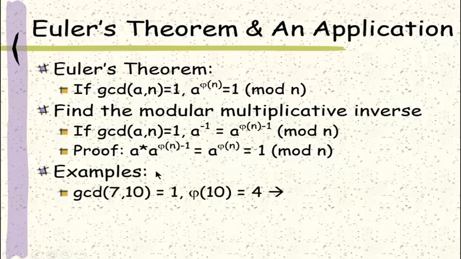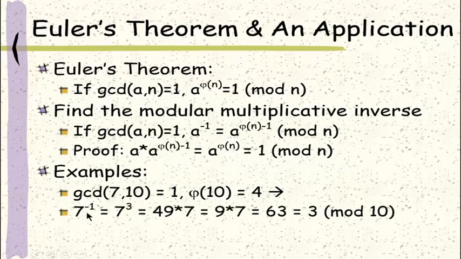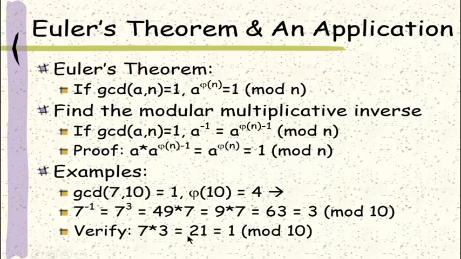To see an example of this, we know 7 and 10 are relatively prime to each other, and we have seen phi of 10 equals 4. From this, we know that the modular inverse of 7 mod 10 is indeed 7 to the power 4 minus 1, which is 3. So 7 cubed is 7 squared, which is 49, times 7. 49 mod 10 is 9, so it is 9 times 7, which is 63, and mod 10 is 3. And to verify this, we see 7 times 3 equals 21, which mod 10 is 1.